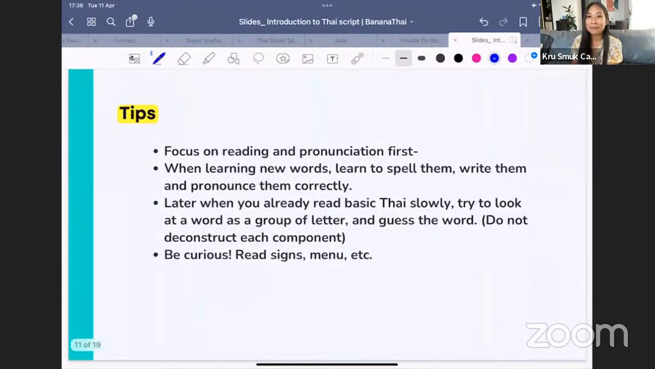Tips. First one. From my experience of teaching how to read Thai and how to write Thai, these are the tips that I always recommend to my students, both self-paced online students and also the one-on-one and group lessons as well. So first one, focus on reading and pronunciation first.